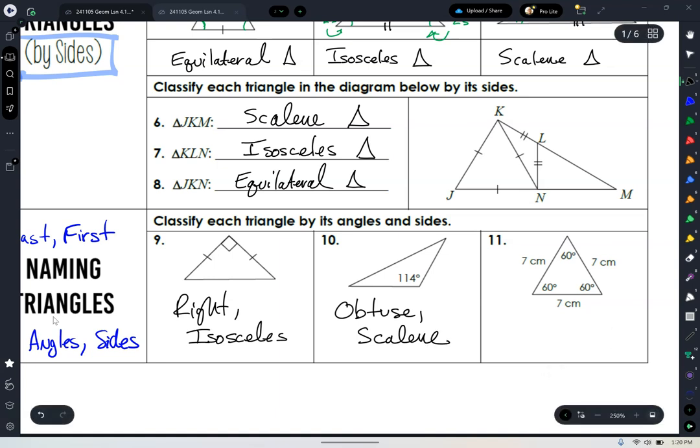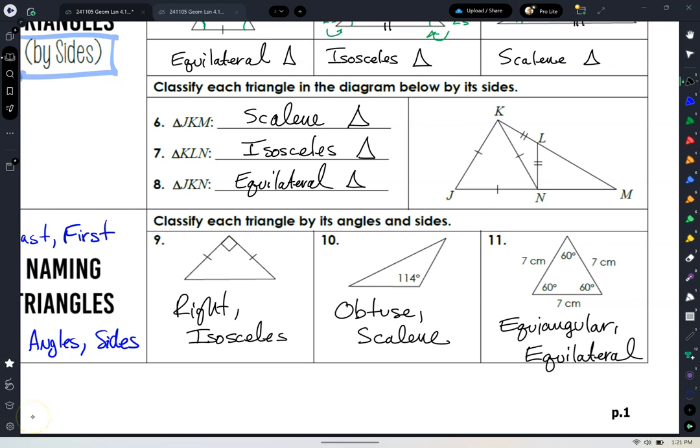Let's see how you do. Give it a shot. Okay, this one you should have put equiangular, equilateral, right? Okay, now let's talk about something.